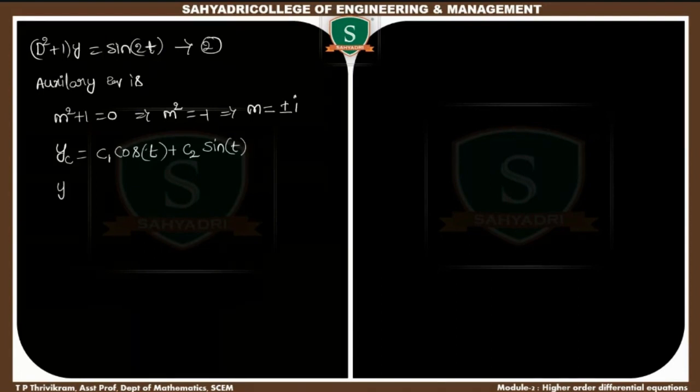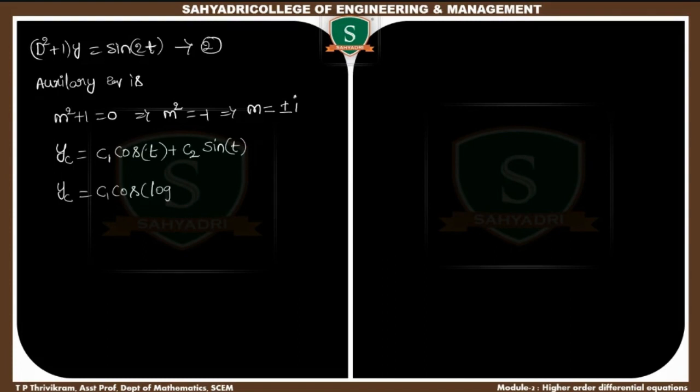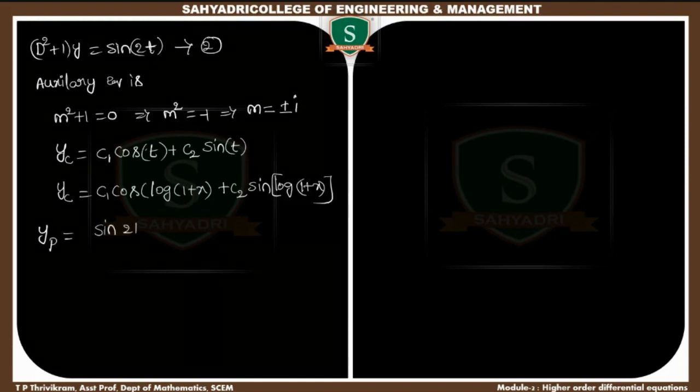So therefore yc is equal to c1 cos of t value. The t value is log of 1 plus x, plus c2 sin log of 1 plus x. So you got the complementary solution. We will now find the particular solution yp is equal to sine 2t divided by D square plus 1.